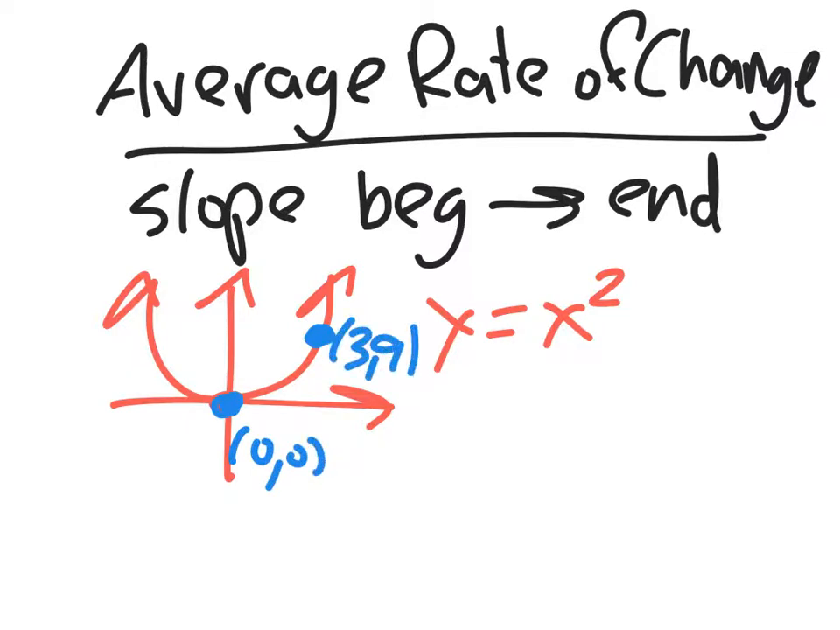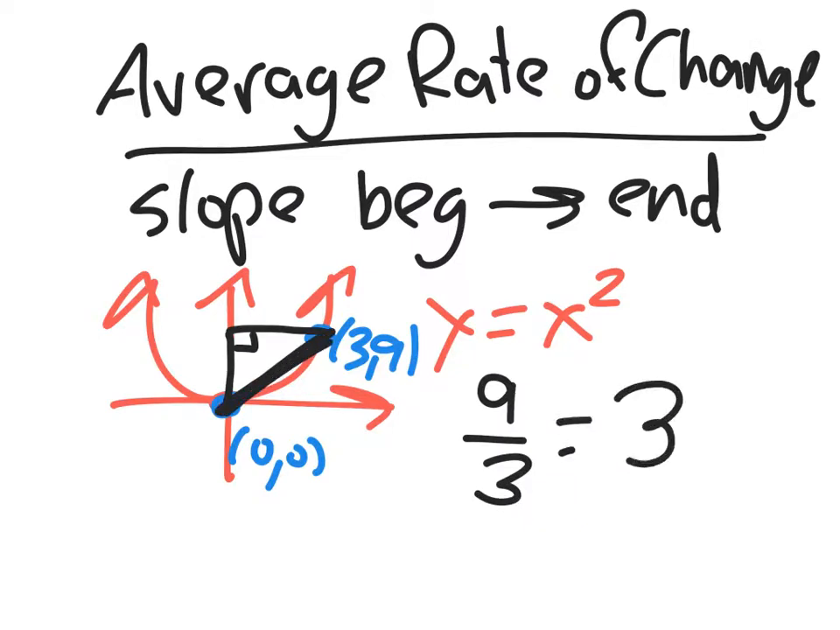Finding the average rate of change is really talking about the slope of the line that connects those 2 points. So here we have a rise of 9 and a run of 3. We would have 9 over 3 as our slope from beginning to end. So we would have an average rate of change of 3.